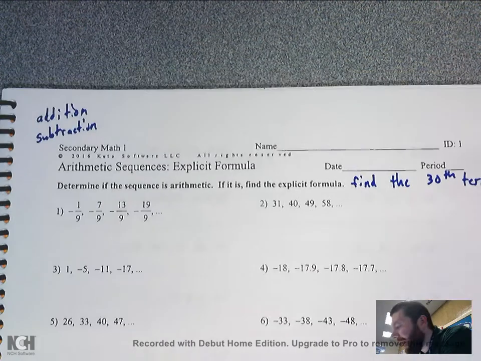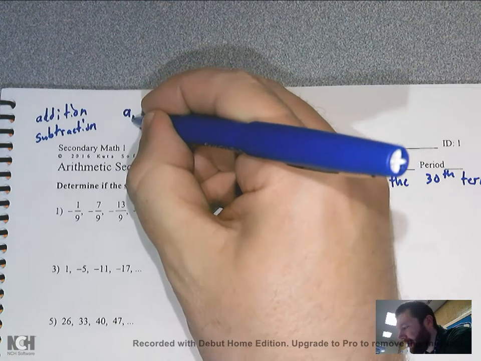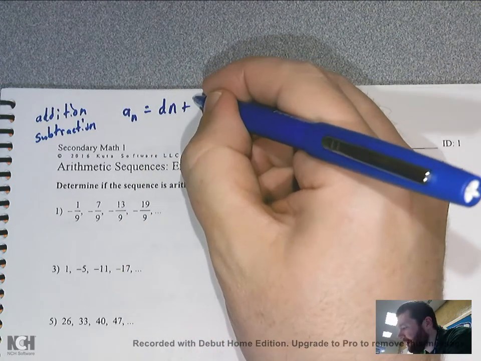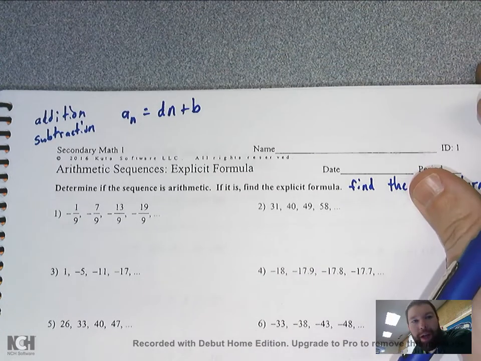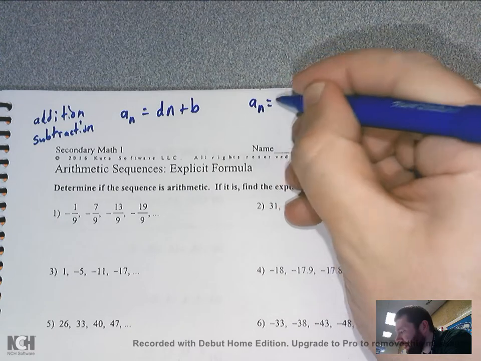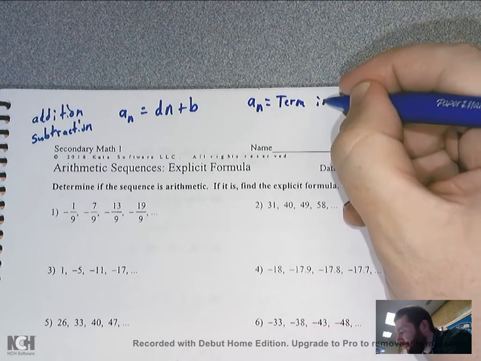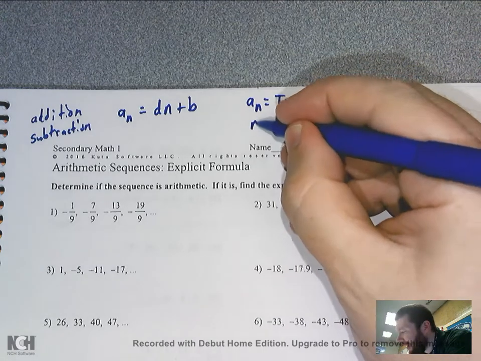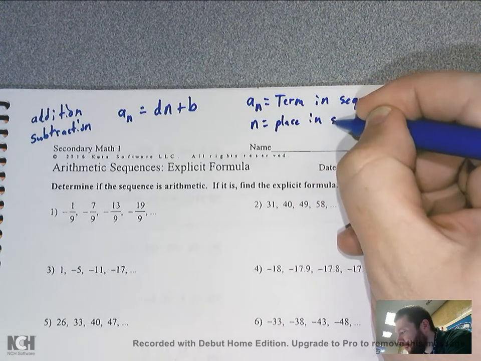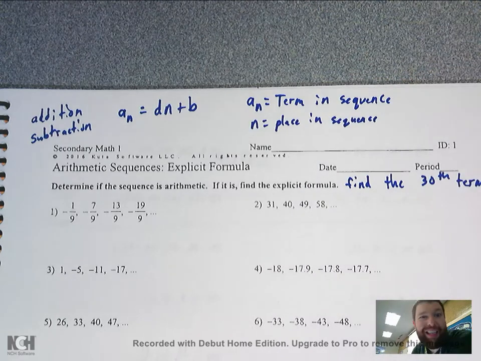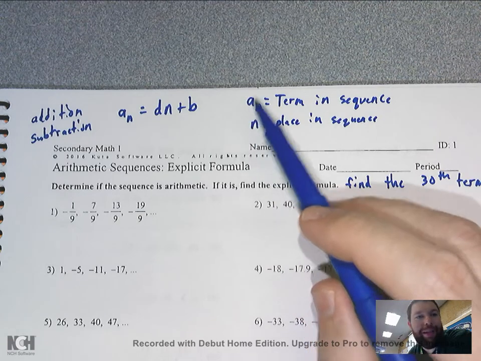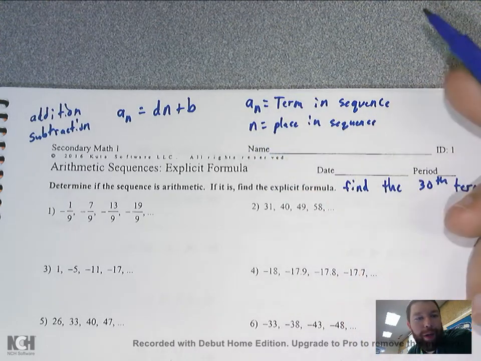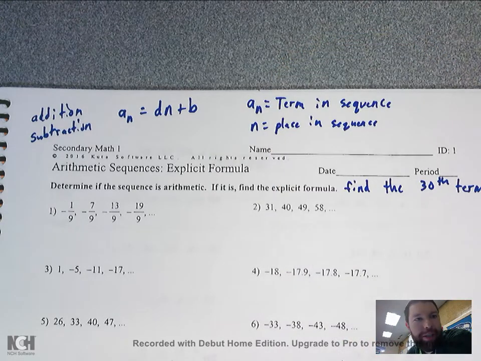So the formula, how it's written, is like this. A sub n equals the difference times n, or d times n, plus b. And I'm going to define what all these terms are right here. So a sub n is just the term in the sequence. Okay? So if it's the first term in the sequence, it would be a sub 1. The n is the place in the sequence. I know that seems a little redundant, because it kind of is, but n is interchangeable for where we are, and this is referring to the specific term in the sequence.